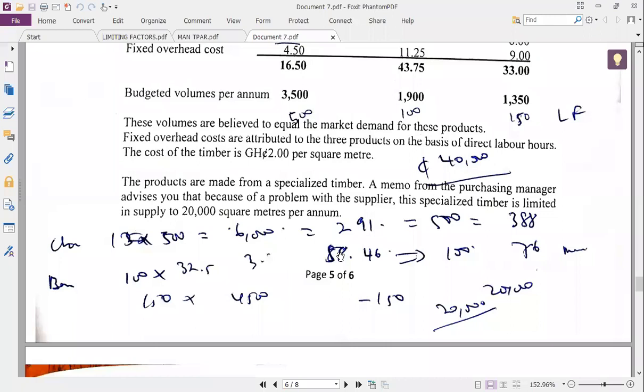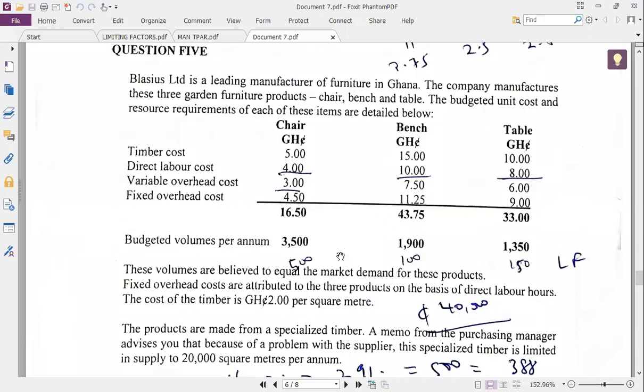Here there are 2 variable costs. The 2 variable costs are the timber cost, then the prime costs and then the overheads. These are the 2 variable costs. First, timber, direct labor costs, and then the variable overheads. Good. So that is it.